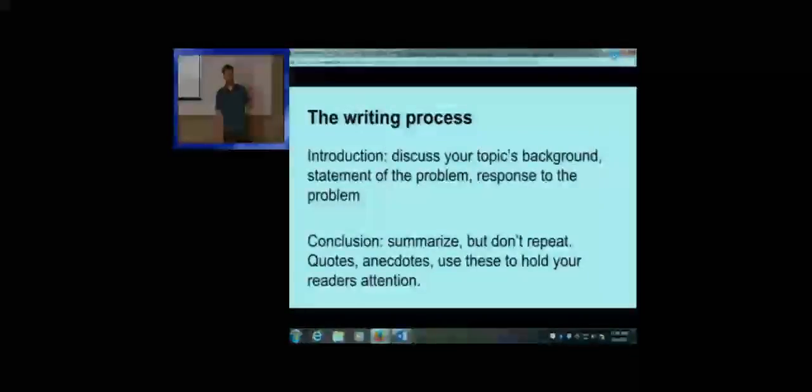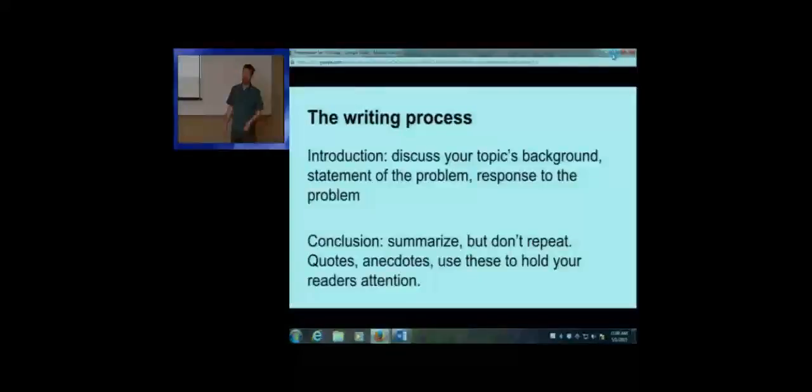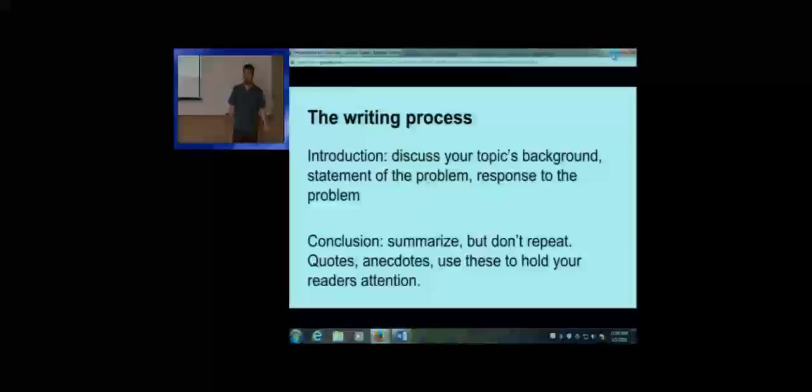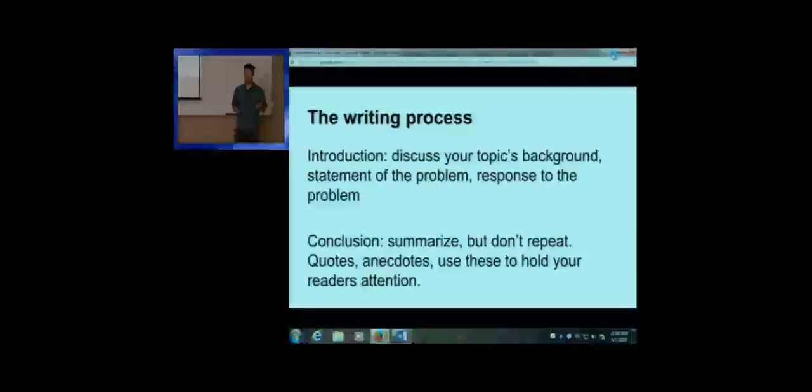Also, we're going to get into a little bit here how the writing process works. We've talked a little bit earlier about your introduction, so I'm not going to dwell on this too long. But talk about your topic's background. Introduce the problem statement and the response to the problem. Introduce these things now. Think of the introduction as your hook that draws readers in.